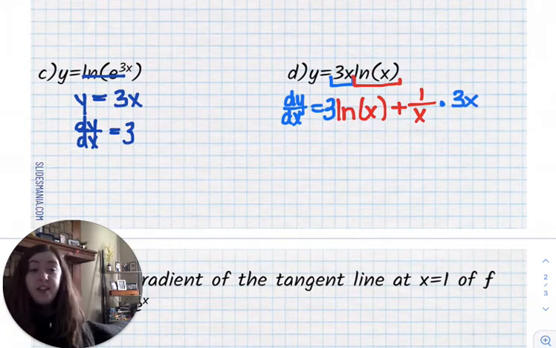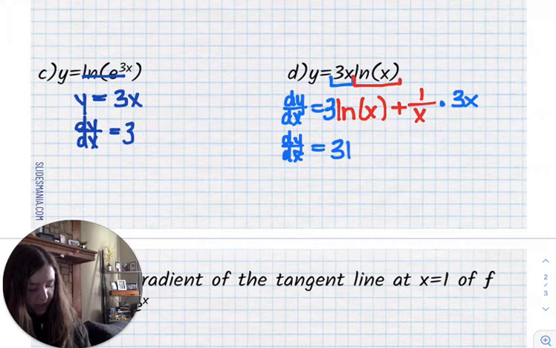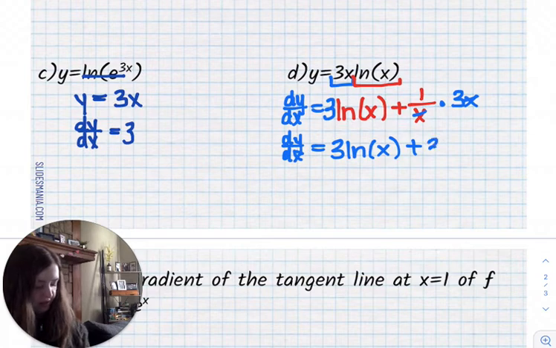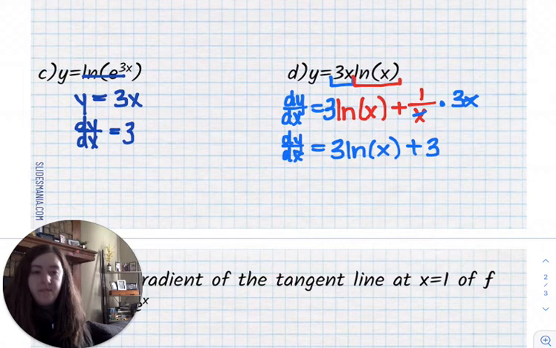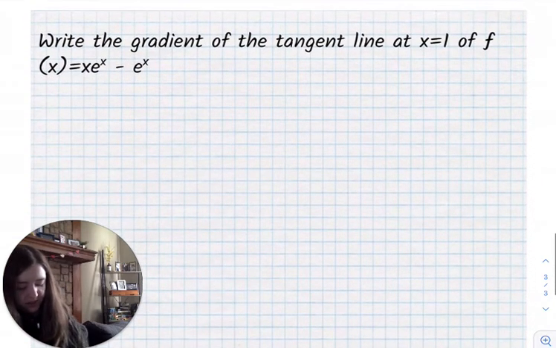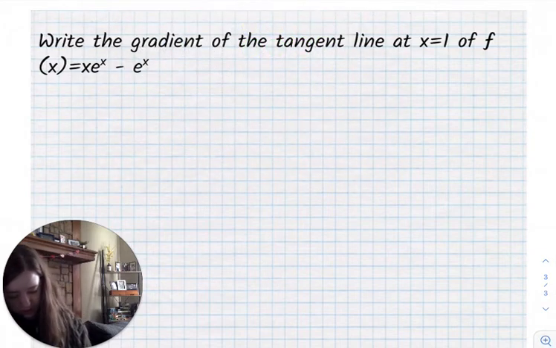So now when we clean that up a little bit, dy/dx equals 3 natural log of x, not equals, sorry, plus. Those x's will divide away. So we're just left with plus 3 at the end. All right. Oh no, they got pushed onto a different line. That's okay, you can tell what I'm trying to say.